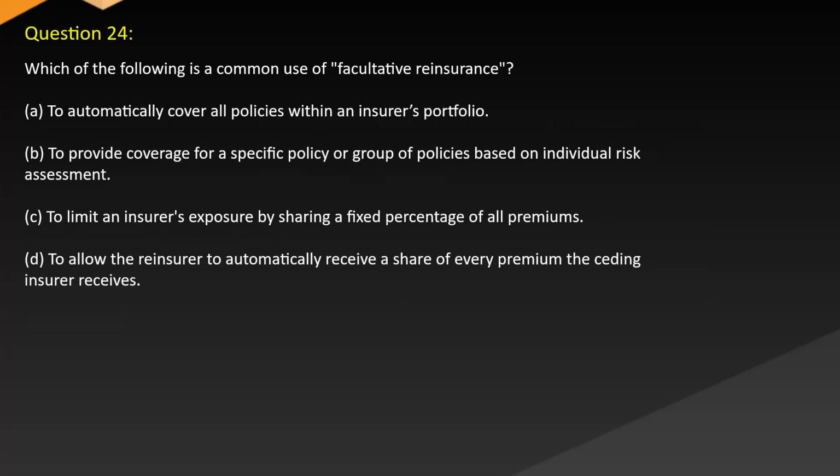Question 24. Which of the following is a common use of facultative reinsurance? A. To automatically cover all policies within an insurer's portfolio. B. To provide coverage for a specific policy or group of policies based on individual risk assessment. C. To limit an insurer's exposure by sharing a fixed percentage of all premiums. D. To allow the reinsurer to automatically receive a share of every premium the ceding insurer receives.